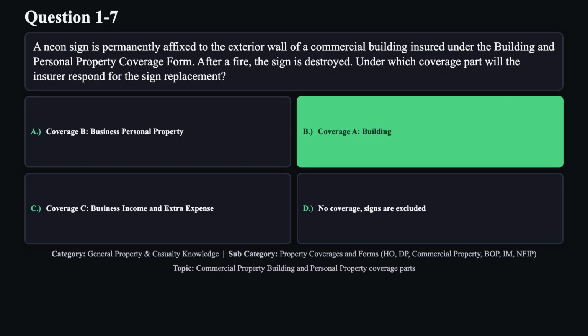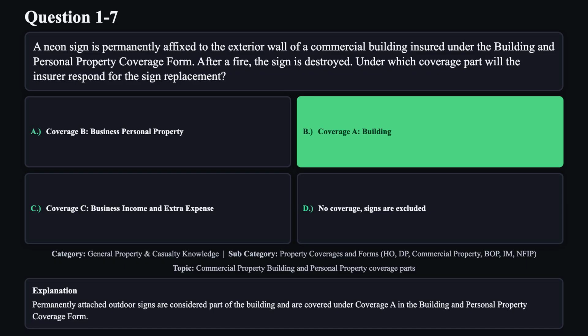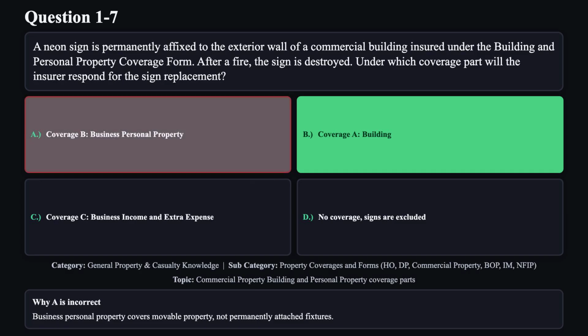The correct answer is B. Permanently attached outdoor signs are considered part of the building and are covered under Coverage A in the Building and Personal Property Coverage Form. Reason A is not correct. Business personal property covers movable property, not permanently attached fixtures.